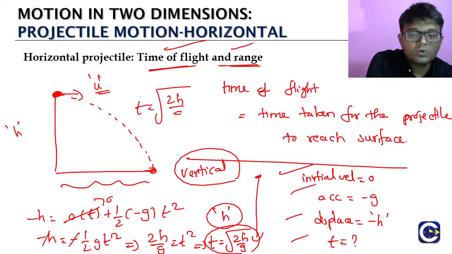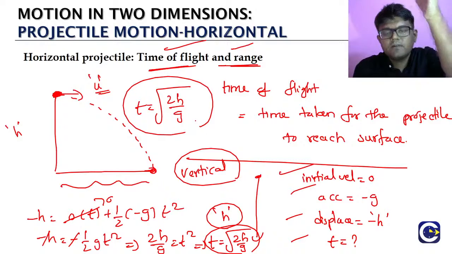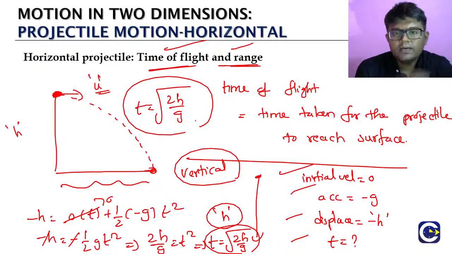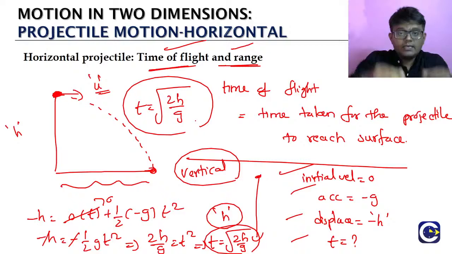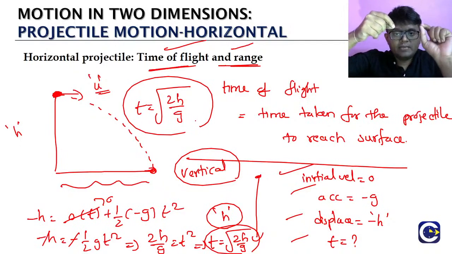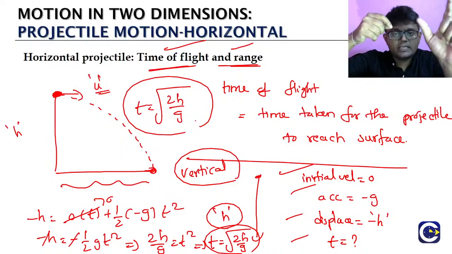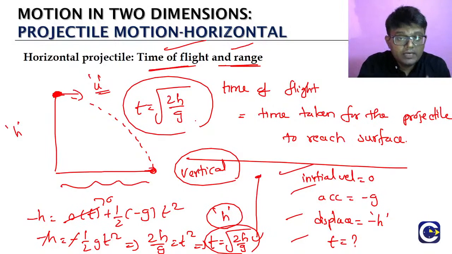What is the time here? Root 2h by g. What is this time? Remember, if you generally drop an object from a height h, then it is going to come down in how much time? Root of 2h by g only, no? So the horizontal projectile, you can just demonstrate this also. You hold one pen and try to throw the other pen at the same time. You just drop a pen and then throw the other pen horizontally. The pen that you throw horizontally will travel some horizontal distance, but nevertheless both of them are going to hit the ground at the same time.